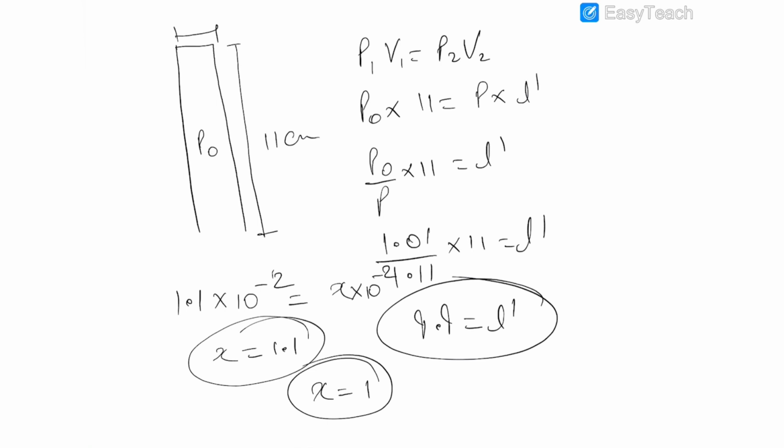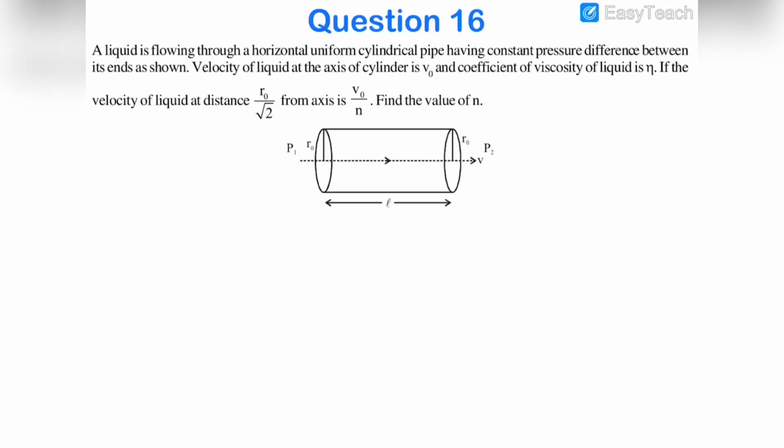Now we move on to the next question. In this question you can see that there is a pipe and liquid is flowing through this pipe steadily, and the pressure at the two ends is P1 and P2, and the velocity of the liquid on the axis is V naught. The coefficient of viscosity of this liquid is eta, and we have to find the velocity of liquid at a distance of r naught by 2 root 2, and we have to find the value of n.